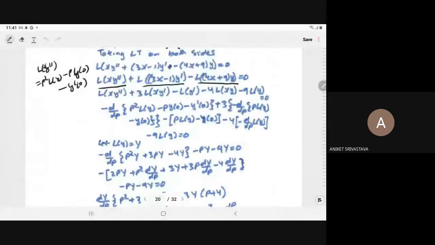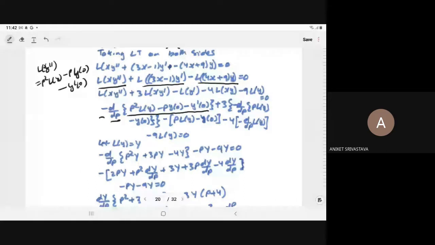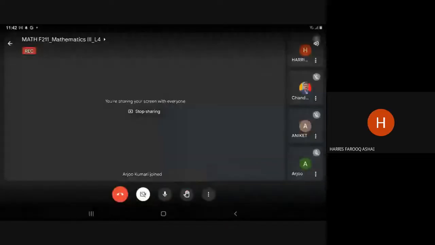So in this case, we take minus d by dp of p square L of y minus p y(0) minus y dash(0). Clear this part? Why I am taking the derivative? Clear this part? L of x y double dash. It's clear? Yes, sir.